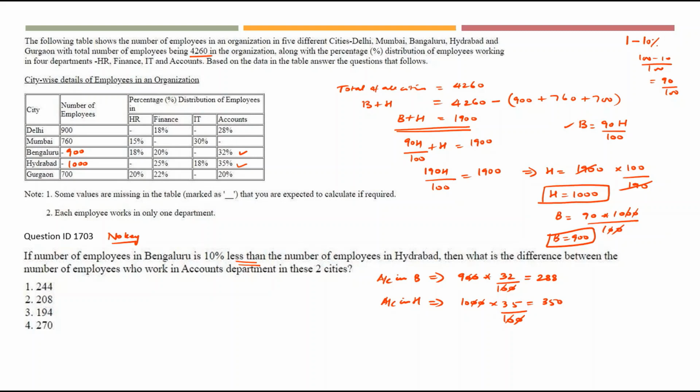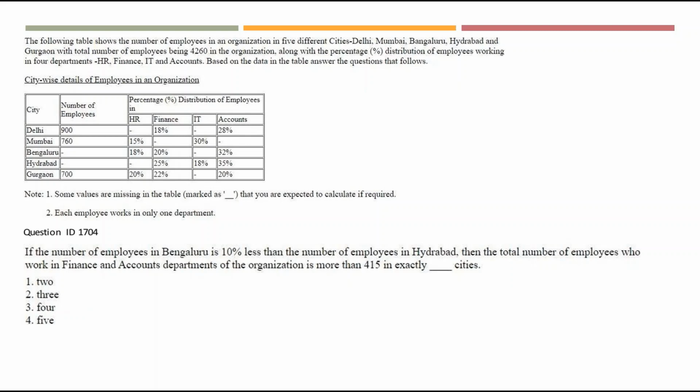The question is, what is the difference between the number of employees who work in accounts in these two cities? So 350 minus 288 will give 62. 62 will be the answer, and since none of the options mark the answer, they have declared it with no key. Next question. If the number of employees in Bangalore is 10% less than the number of employees in Hyderabad.